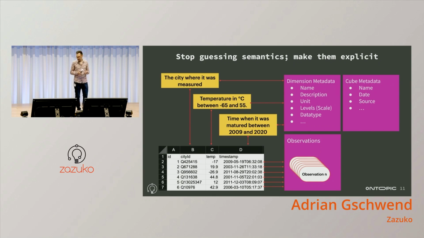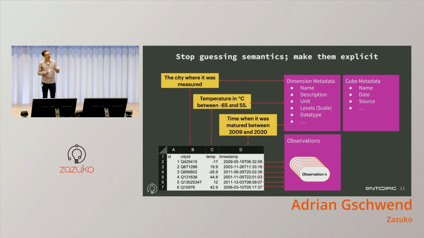The dimensions, we already saw this. We can give a name for the dimension. We can give descriptions. We can attach proper units to it. We can have information about scale, nominal scale, etc. So we can do all these things. And obviously, we can add data types. So it becomes much, much more explicit what we do.